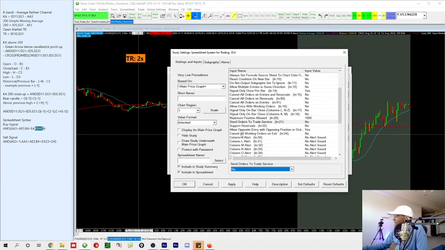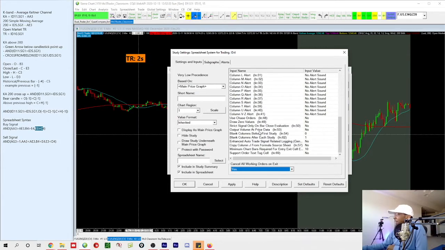All right, the next one we're going to look at is cancel all working orders on exit. For this one, I'm just going to go ahead and set this to yes. So once I exit the position, all my working orders will get canceled. That's just the way I like to do it. And for the rest of the stuff, I'm just going to leave it at the default settings. We're not going to use chase orders or any of this. I'm not going to mess around with any of this other stuff down here.